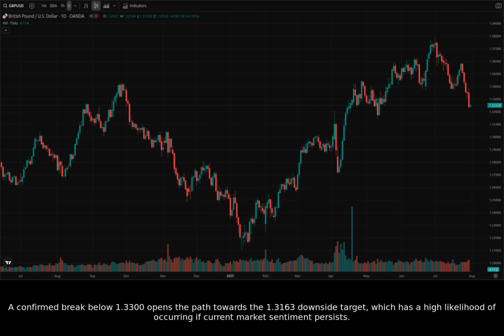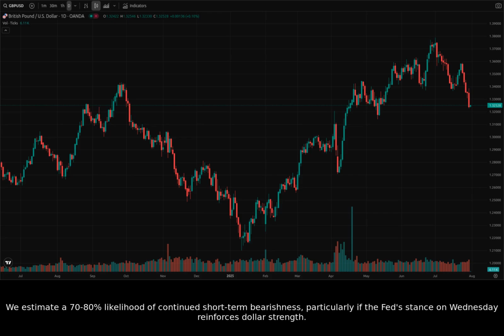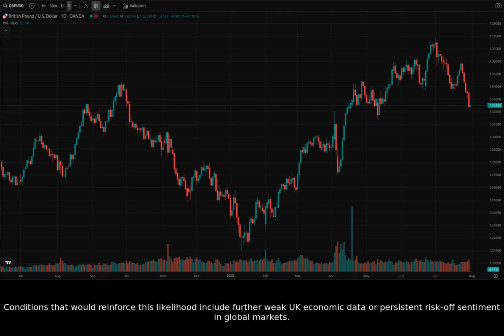A confirmed break below 1.3300 opens the path towards the 1.3163 downside target, which has a high likelihood of occurring if current market sentiment persists. We estimate a 70 to 80% likelihood of continued short-term bearishness, particularly if the Fed's stance on Wednesday reinforces dollar strength. Conditions that would reinforce this likelihood include further weak UK economic data or persistent risk-off sentiment in global markets.